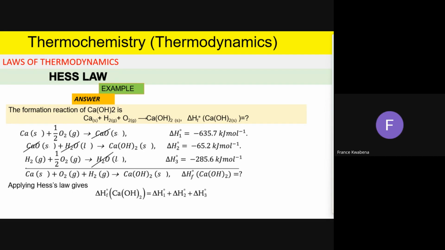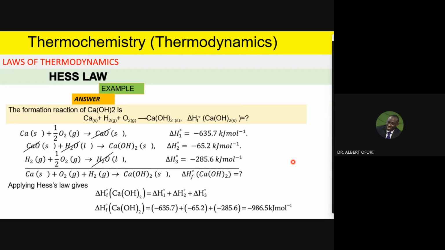Please, this one, are we done with it? Yeah, no, we are not done. So the answer will be the summation of the individual delta H. So that's the enthalpy of formation for calcium hydroxide, which is minus 986.5 kilojoules per mole.